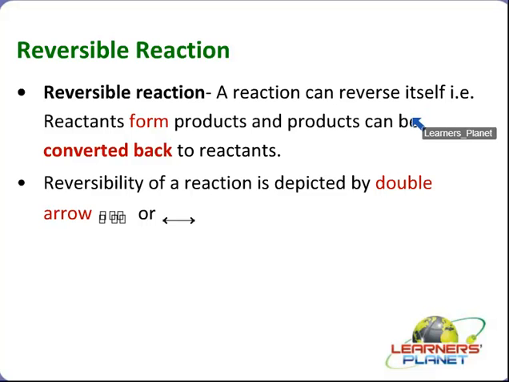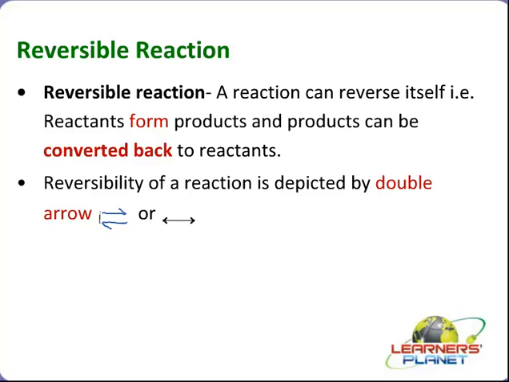What do you mean by this? Reactants form products and products can be converted back to reactants. Now, how could you depict the reversible reaction? It can be depicted by either an arrow with a double head, or I can write a double arrow here, one going this side and the other one going this side. So this is a reversible reaction.